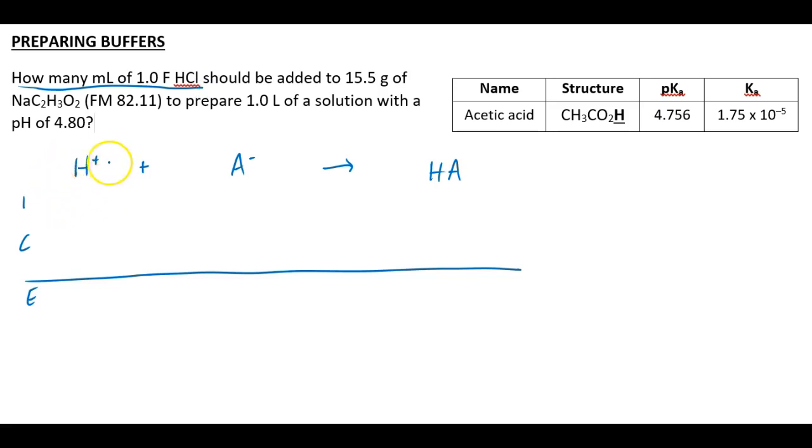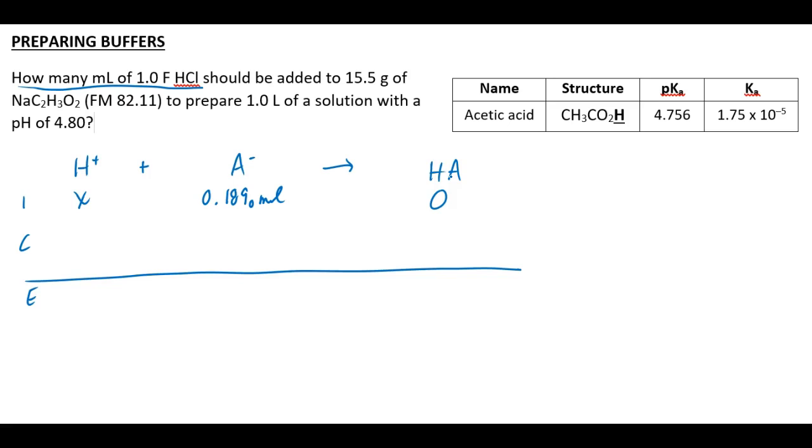So do we even know the moles of H plus that we have initially? No, that's really what we're trying to figure out. So we would call that X. And how many moles of A minus do we have initially? Well, we know how many grams. We're given the formula weight. We can figure out those moles. I got 0.1890 moles of A minus, and we don't have any HA to begin with.